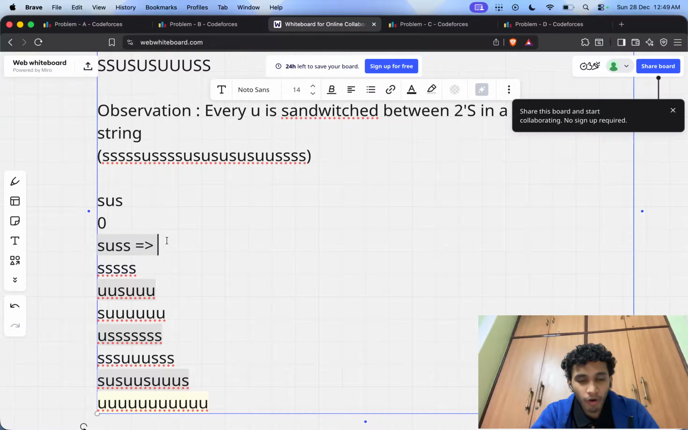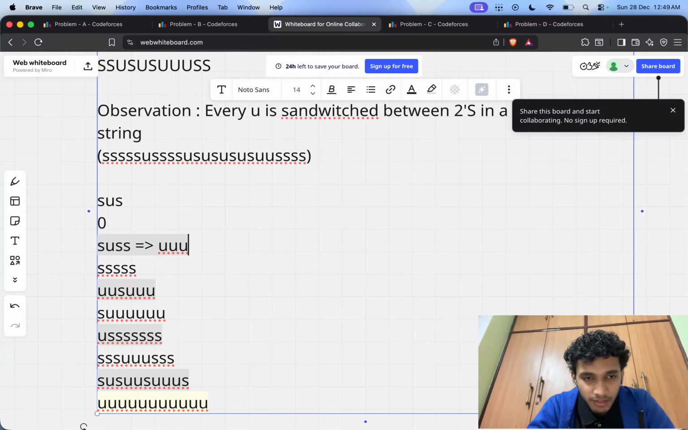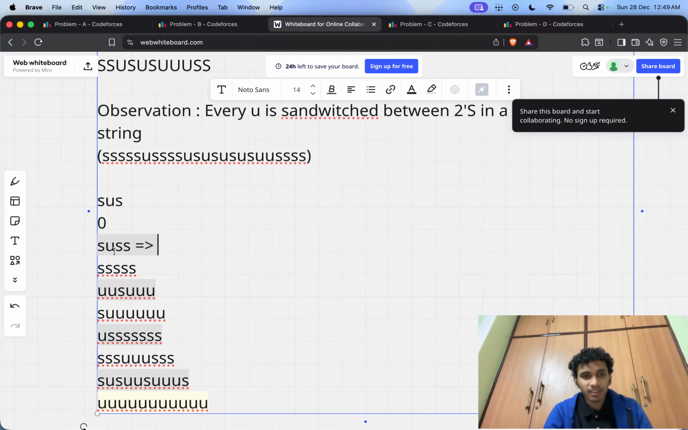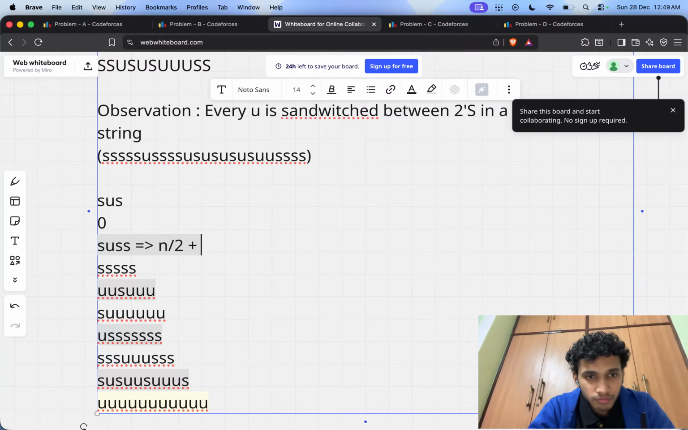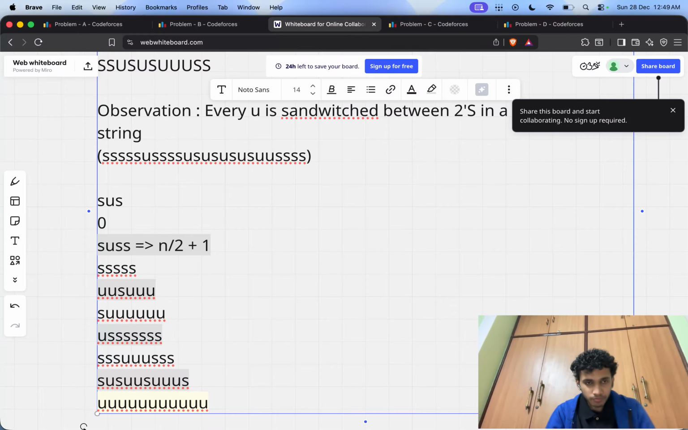For the case of odd and for the case of even, let's analyze it. For the case of even, what did we see? We need n by 2 plus 1. Because replace the first and last characters, then for the middle elements we have even number of elements left, and every one of them will be replaced. So for the last two characters 1, and for the remaining n by 2.